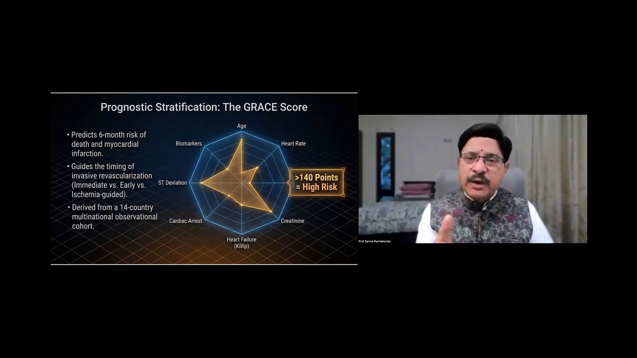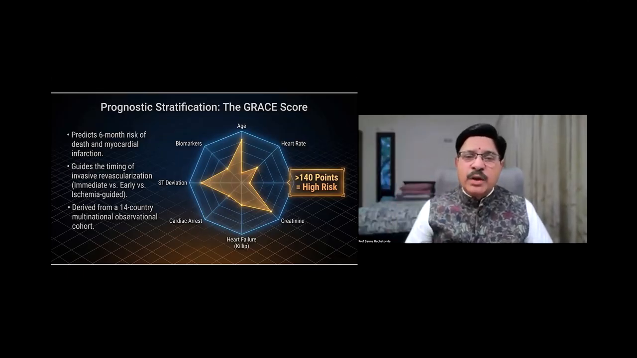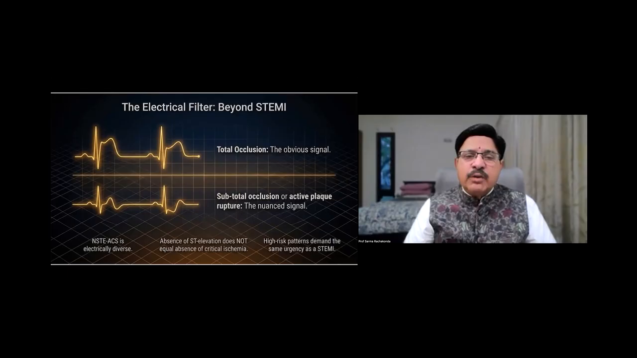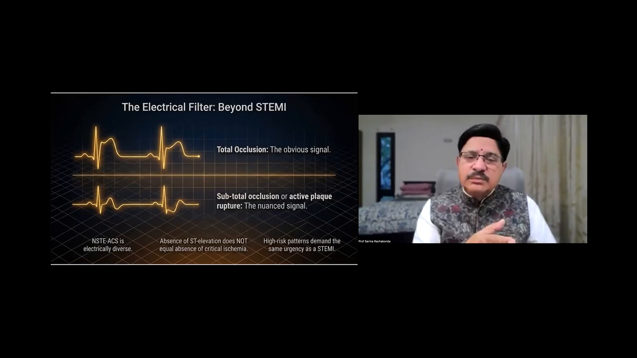That can be obtained by looking at the GRACE score, not looking at the patient's face or pulse, or asking his relative whether we do bypass or angio. That is not that way. It is exactly guided by the GRACE score. Nobody has got a say here. Derived from a 14-country multinational observational cohort, there is robust evidence about the GRACE score. Now, I have finished the clinical filter. How? Heart score, GRACE score.